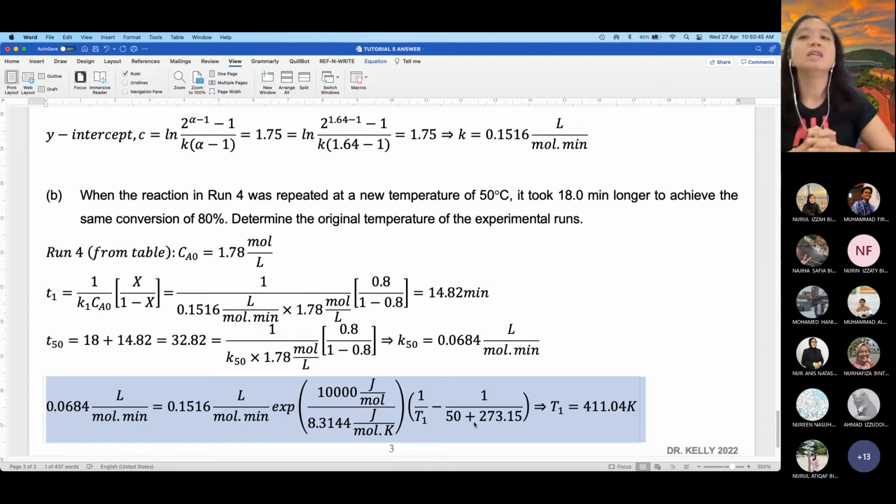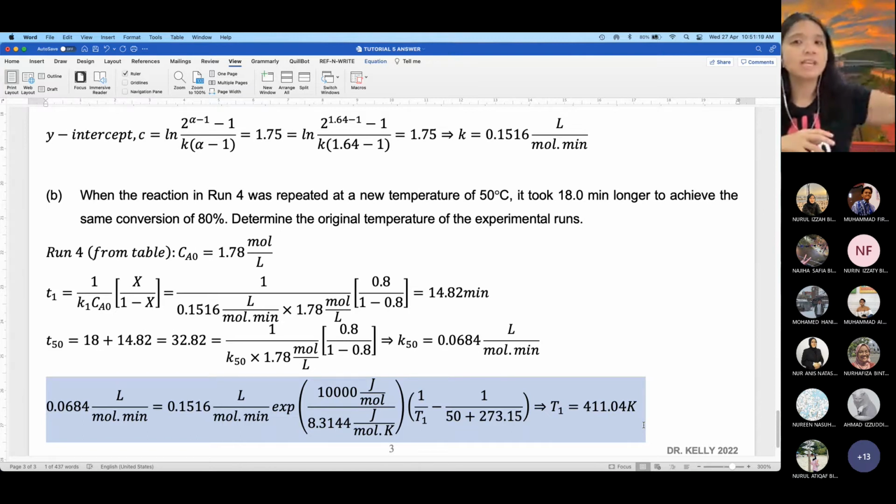Okay, so then you get the original temperature as 411.04 Kelvin, or in Celsius is about, kejap saya tengok, 411.04 minus 273.15. The original temperature is 137.89. Okay, so that was the original temperature for the original run. Then the second run, the new temperature 50 Celsius.